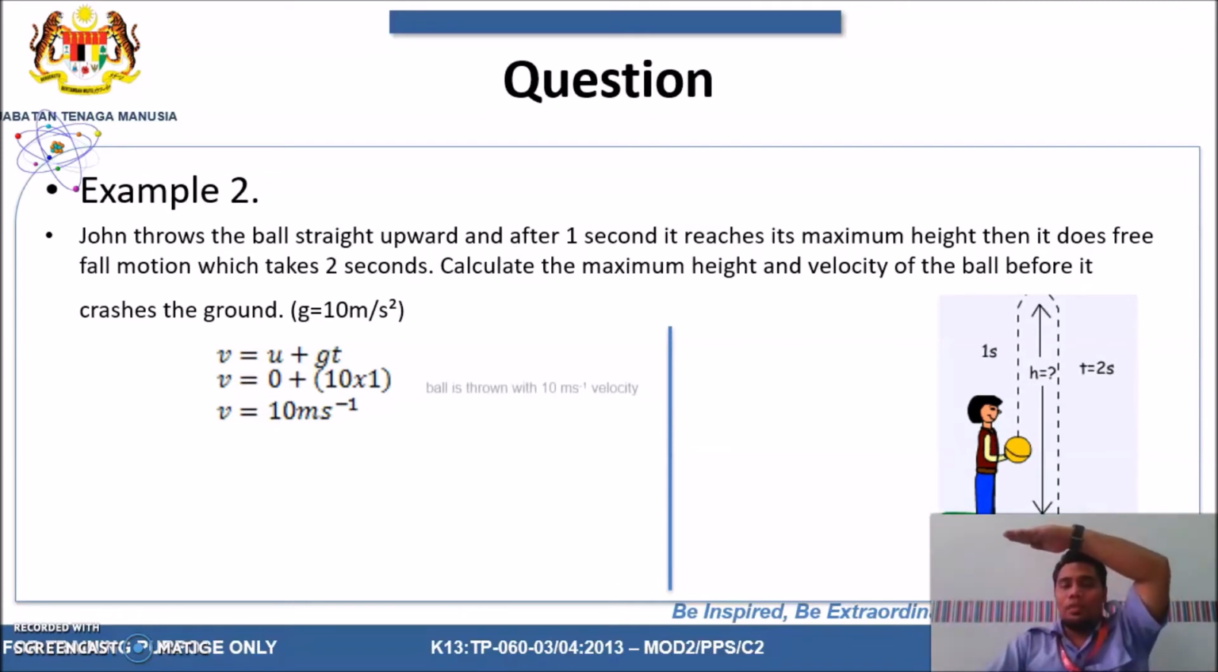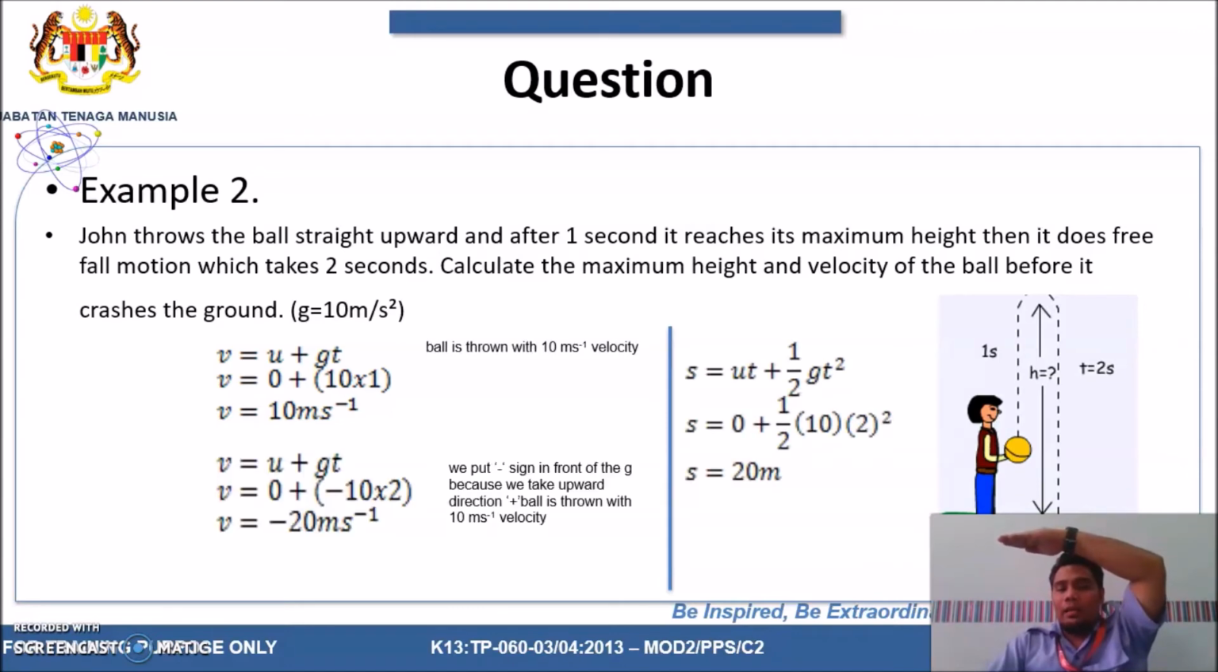So kita guna rumus S is equal to UT plus half GT kuasa 2. So kita calculate masuk rumus, kosong tambah setengah 10 T kuasa 2. So kita dapat S is equal to 20 meter.